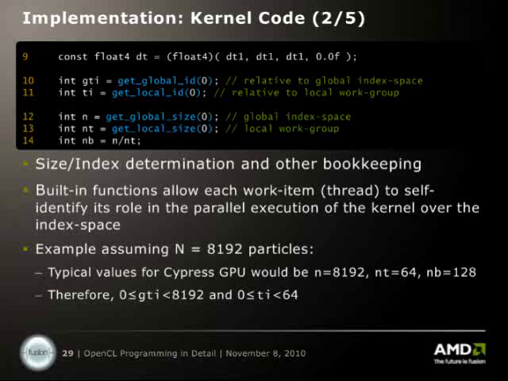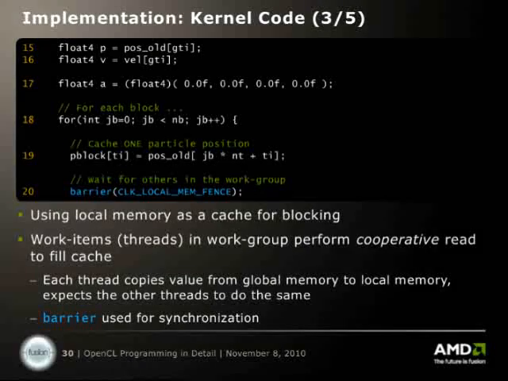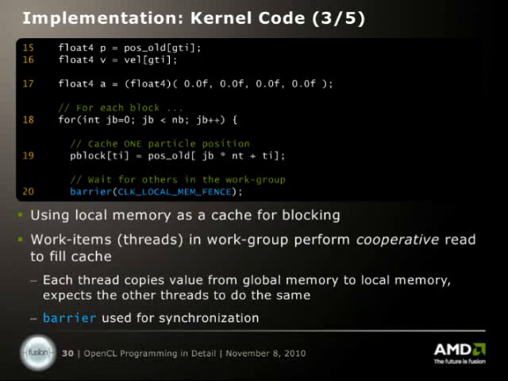Further, the global thread ID and the local thread ID, GTI and TI, would be in the range of 0 to 8191 and 0 to 63. So that's where those global and local thread IDs would fit.